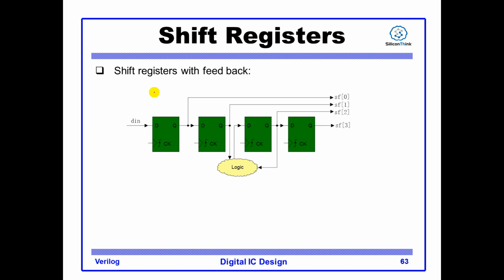In real applications, you can have feedback paths. You can modify the shift architecture a little. For example, you can add some feedback paths and add some logic to calculate the new value for this register. You can make some modifications on this simple shift. That's all for this section.